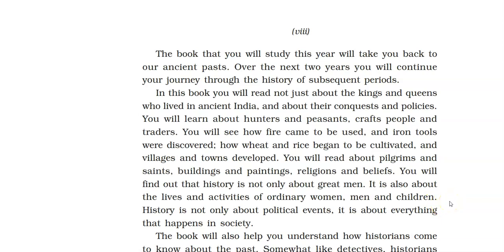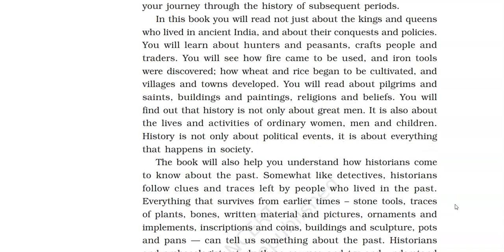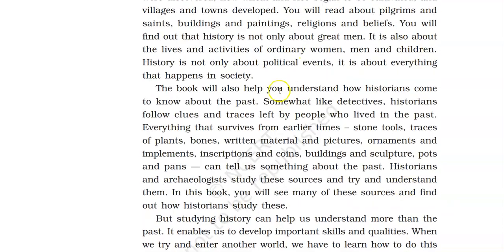As you can see, children, history is not only about the great men or who ruled, who killed whom, who conquered. These are not at all the history. History still has many things, children. Okay. As you can see, history will tell us about the lives and activities of ordinary women, men, and children. How they were. History is not only about political events, it is about everything that happens in society.